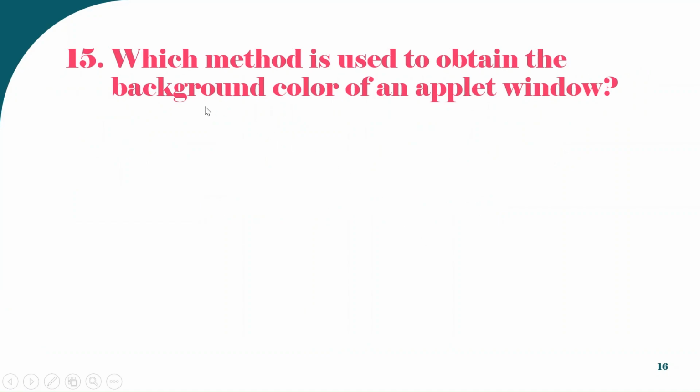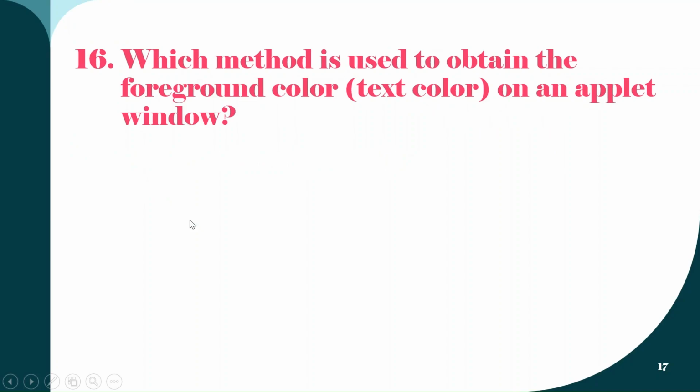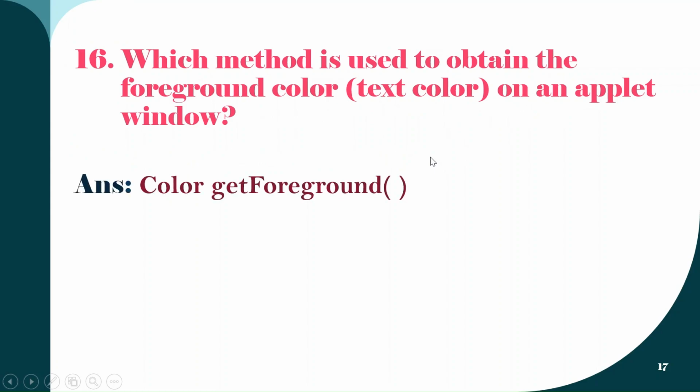Which method is used to obtain the background color of an applet? I want to extract the background color that I was setting, so I need to go for the getBackground method, which returns the color. Which method is used to obtain the foreground color, the text color, of an applet window? We have the getForeground method for that, which returns the color.